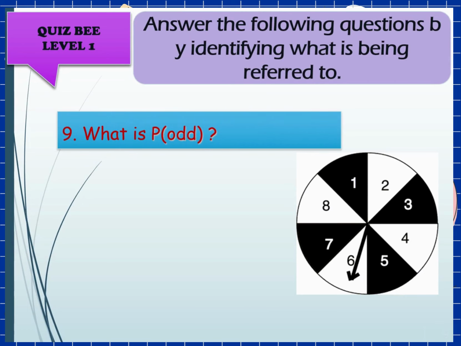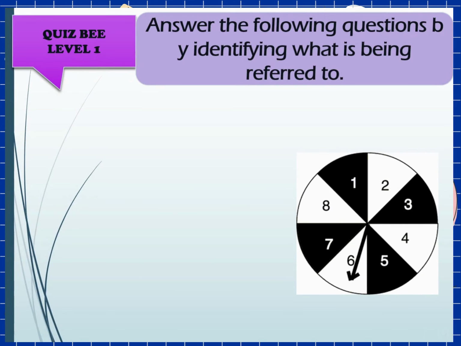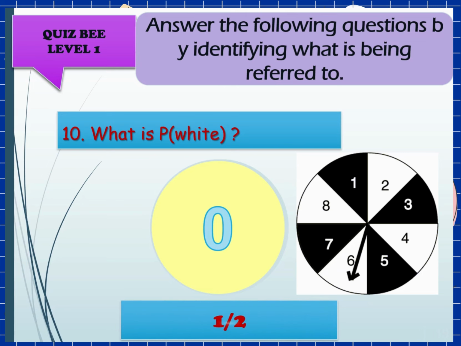Number 9. What is the probability of getting an odd number? The correct answer is 1 over 2. Now let's proceed to item number 10. What is the probability of spinning white? The correct answer is 1 over 2.